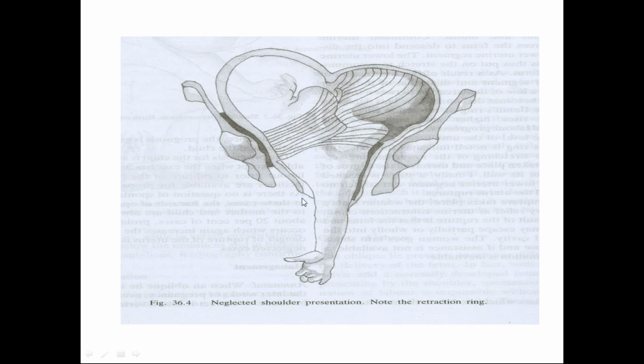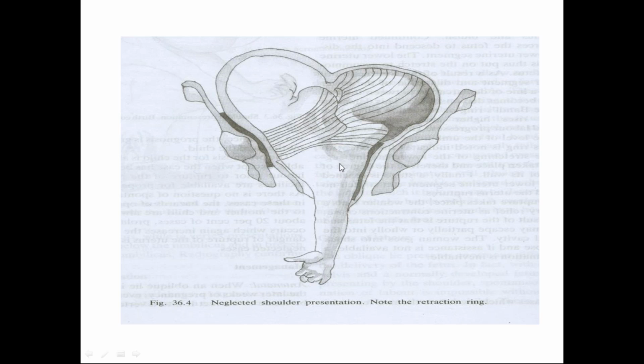That means this woman was not diagnosed during the antenatal period or in early labor and was not taken up immediately for a C-section. So you have allowed this woman to progress into labor. The cervix has dilated, membranes have ruptured, and then the hand has come out. This is referred to as a neglected shoulder presentation with a hand prolapse. If you want to know which hand this is, you have to give a shake hand to this baby and see whether it is a left hand or the right hand.